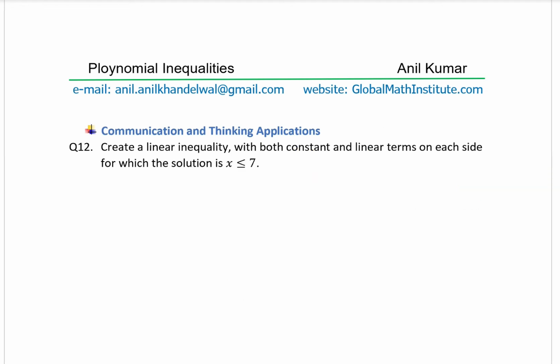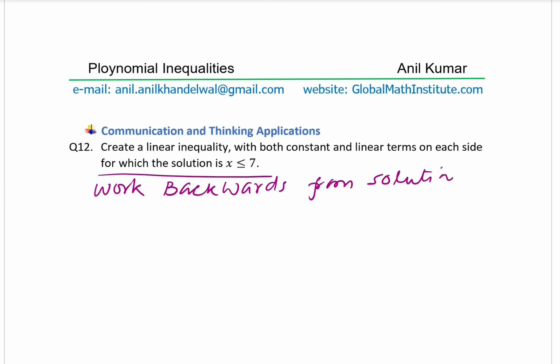Okay, question number 12 here is: create a linear inequality with both constant and linear terms on each side for which the solution is x less than or equal to 7. So we need to work backwards from the solution. That is the criteria, right? Let's see how to do it. We are given the solution, which is x less than or equal to 7. We are looking for a linear inequality. So linear means mx plus b types.